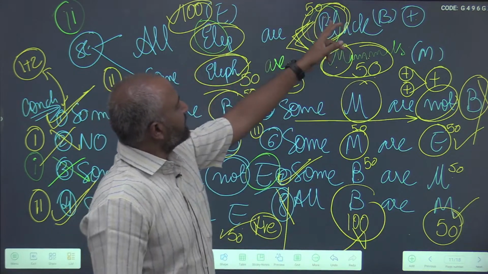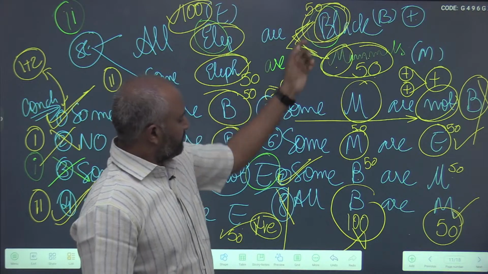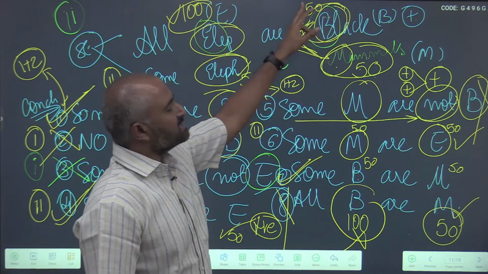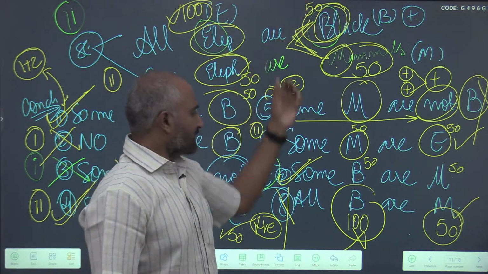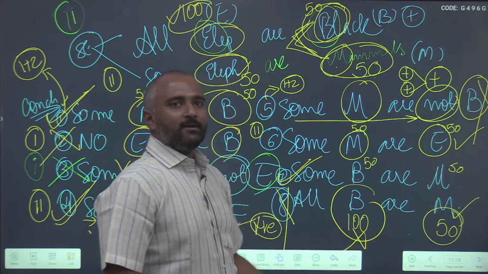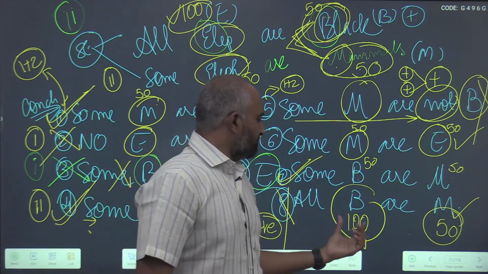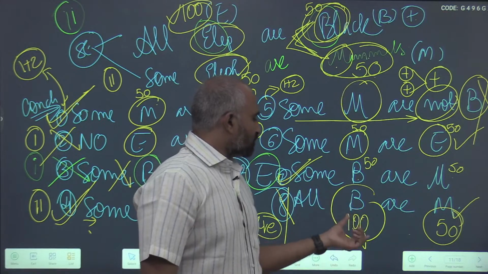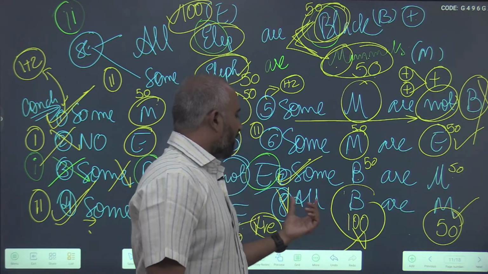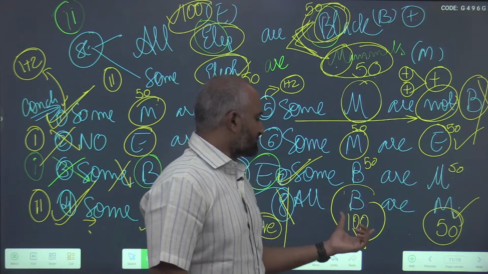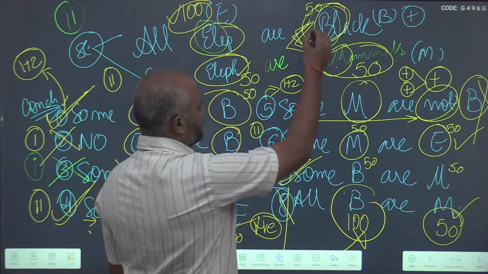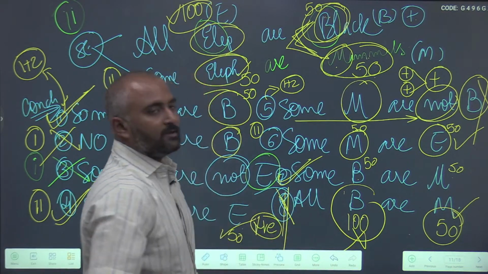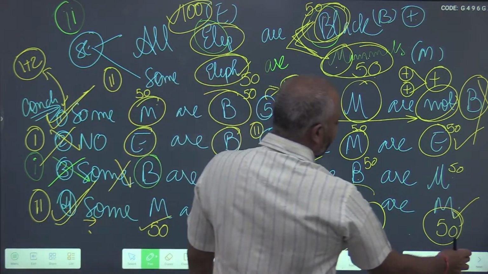Your B is 50. The value assigned for B is 50. It cannot become a value of 100. See the option that is given. The option is coded for 100, B's value is 100. Why? Because "all" is universal, and the universal value is 100. So your 50 cannot become 100. So it is not a valid statement.